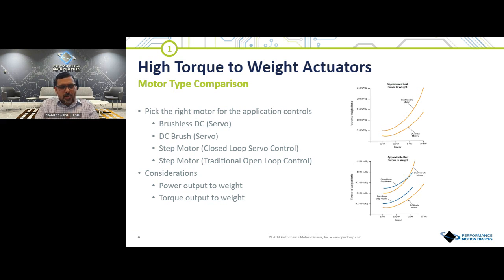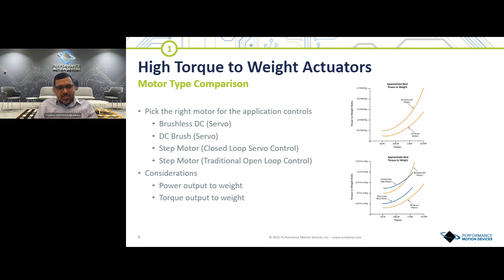So the typical question we get when someone starts on a motion control project is, what type of motor should I use? So we created these charts that you can see on the right, which help you pick what type of motor you want to use. It gives you the comparison between a brushless DC and a DC brush, in terms of the power to weight ratio, and what it takes to actually get to that power output.